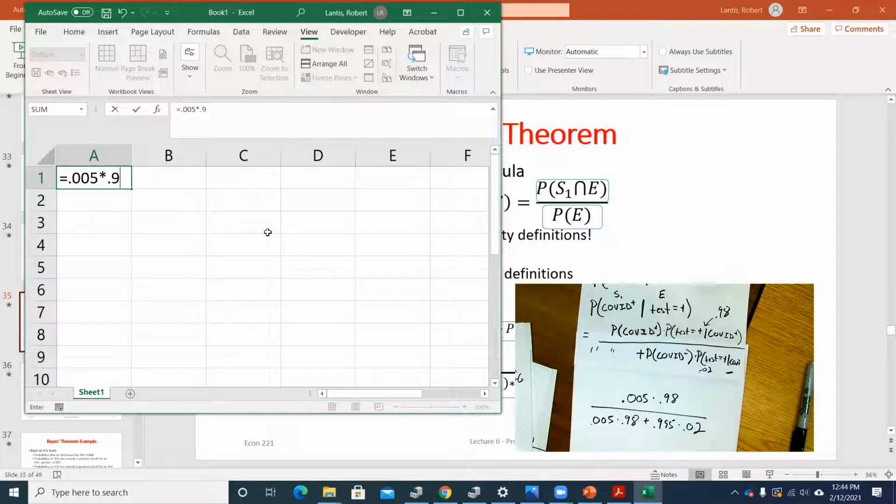0.005 times 0.98 divided by 0.005 times 0.98 plus 0.995 times 0.02. And this should give us the probability that, given I see a positive test result, if I was just to go right now and get a COVID test, I actually would have COVID. If I'm thinking about the whole public, actually it's not 50%, sorry, I was looking at this wrong. It's about 20%, right? Which seems crazy.